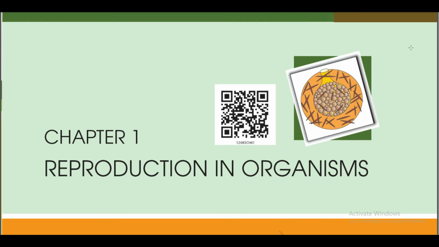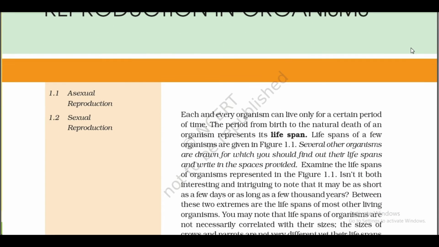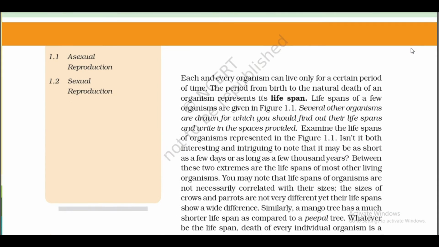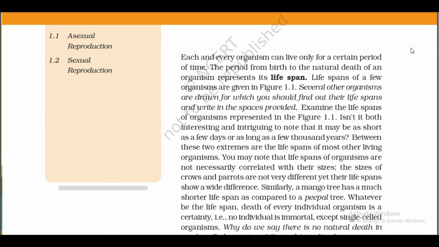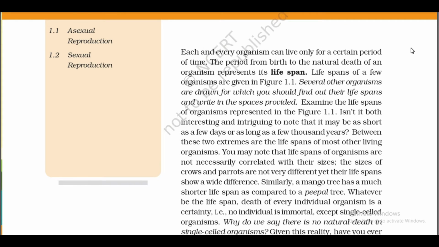Chapter 1: Reproduction in Organisms. Each and every organism can live only for a certain period of time. The period from birth to the natural death of an organism represents its lifespan. Lifespans of a few organisms are given in figure 1.1. Several other organisms are drawn, from which you should find out their lifespans and write them in the spaces provided.